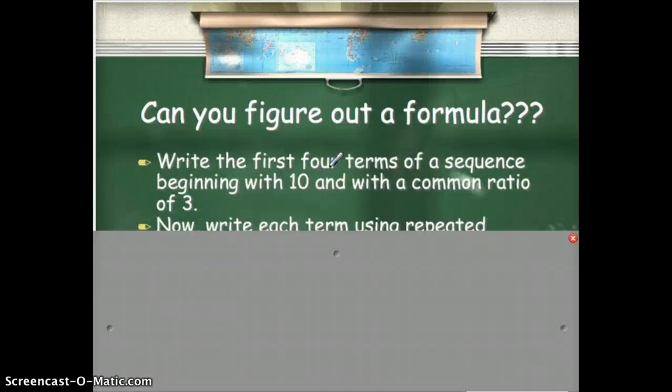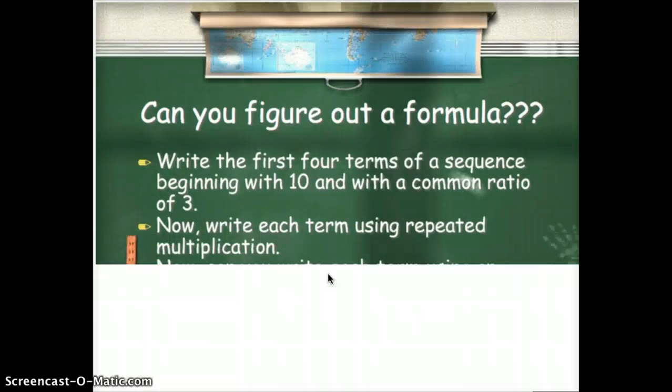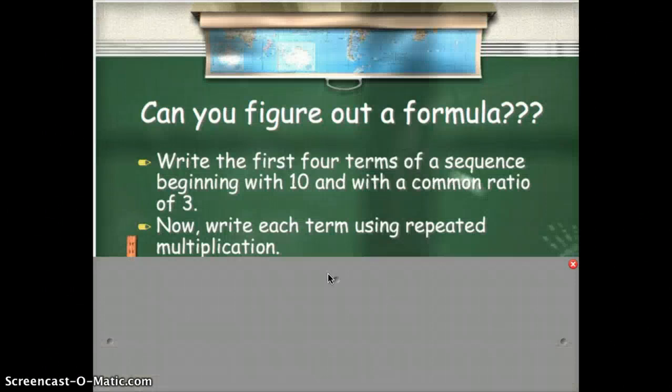So what I want you to do, just on your paper, is write the first 4 terms of a sequence that begins with 10 and has a common ratio of 3. So it has to start with 10 and have a common ratio of 3. I just want you to write it out. Then your job is to write each term using repeated multiplication.